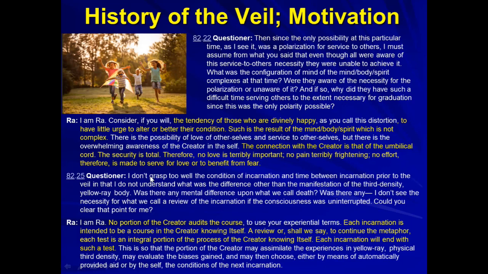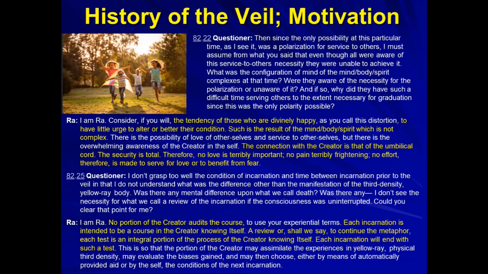And so then Don says, I don't grasp too well the condition of incarnation at the time between incarnations prior to the veil, in that I do not understand what was the difference other than the manifest of the third density yellow ray body. In other words, right now when we die, we get the veil removed and we start to realize all the things that we agreed that we would do and why we had to learn those things, and we review our life lesson.